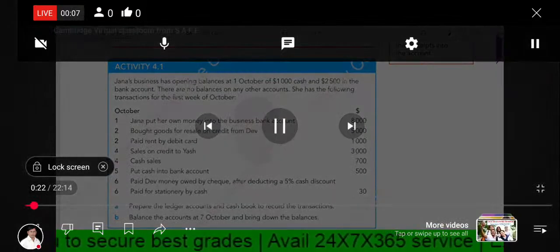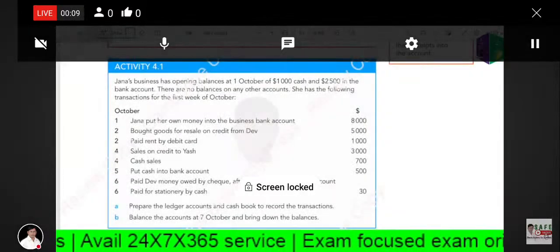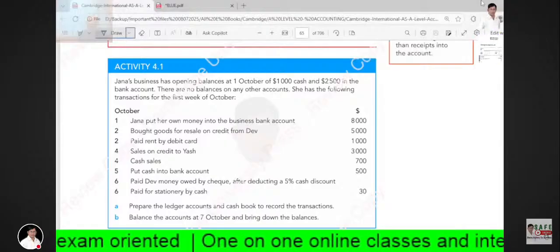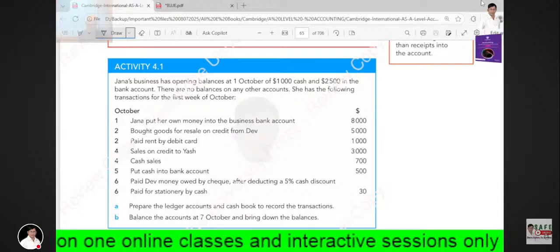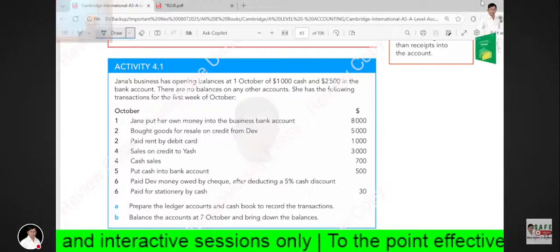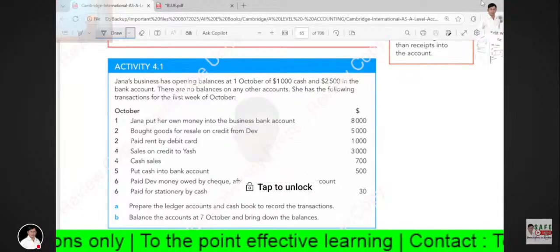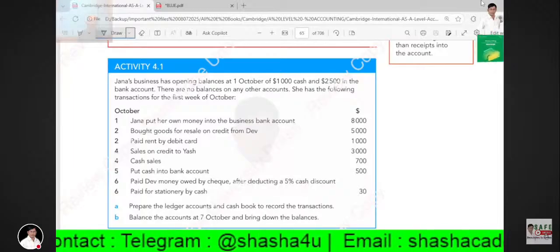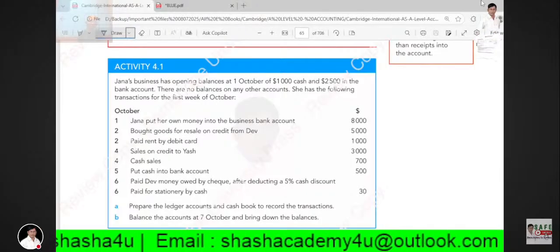Jana's business has opening balances on 1st October: $1,000 cash and 2,500 in the bank account. There are no balances on any other accounts. She has the following transactions for the first week of October.